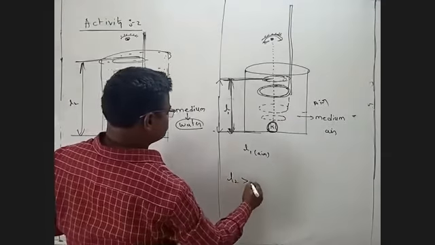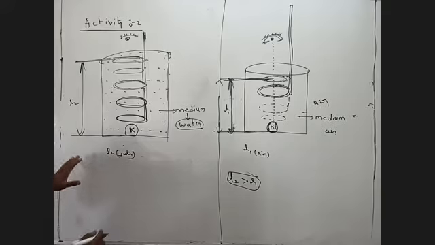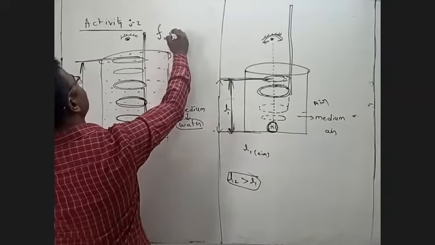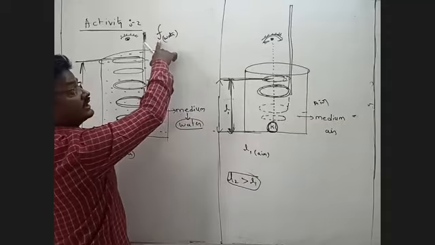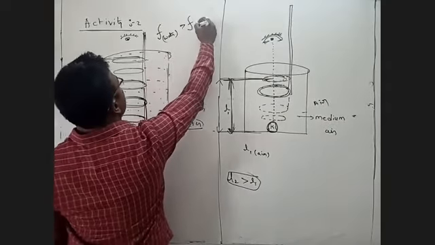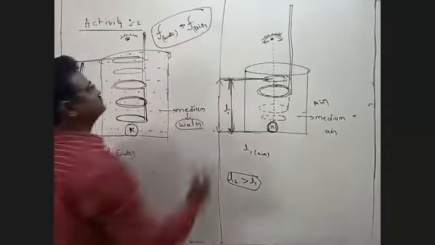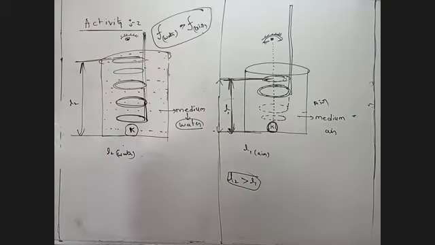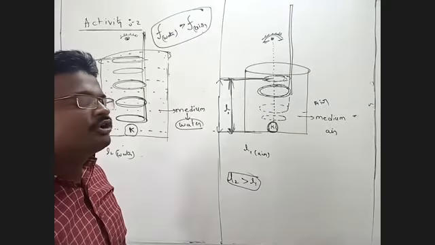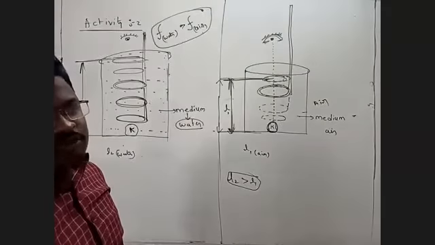L2 is greater than L1. So what is the meaning of this? The focal length of the convex lens in water is greater than the focal length of the convex lens in air.